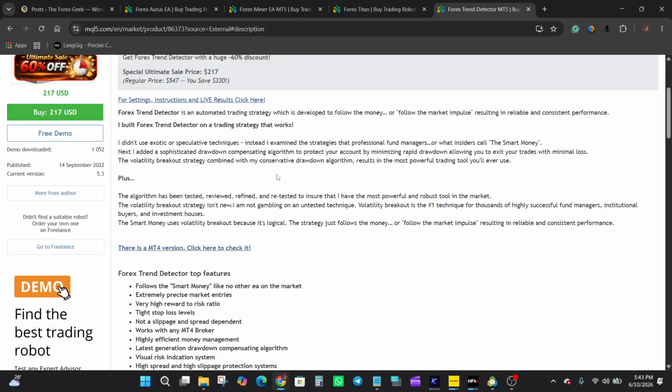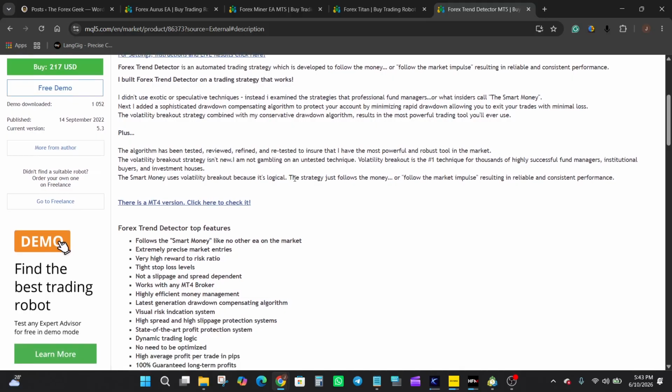Now, scrolling down into the features, one of the key ideas here is that it is built to follow smart money flow with precise market entries and a strong focus on risk control. It also includes a drawdown management system, profit protection logic, and a visual risk indication system so users can monitor exposure more clearly.